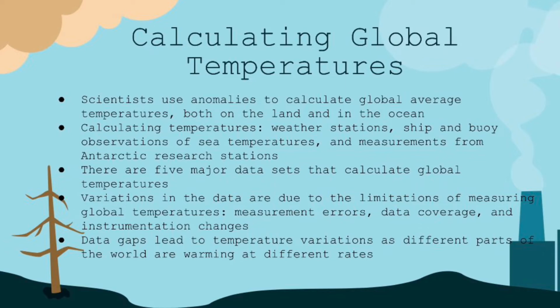NASA's temperature analysis incorporates surface temperatures from more than 20,000 weather stations. And then as far as the ocean goes, we use ship and buoy-based observations of sea surface temperatures, and also temperature measurements from Antarctic research stations. And all of this data gets incorporated into one global average temperature. And there are 5 major data sets that actually calculate the global temperatures.